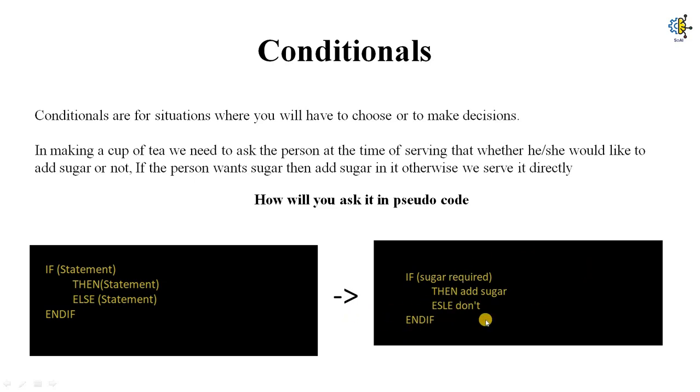And this whole thing we will write in a generalized form like this. If there is a statement which is required, and if that statement is true, then it will do that, and if that statement is false, it won't do it, or it will do the else part, and it will finish with end if.